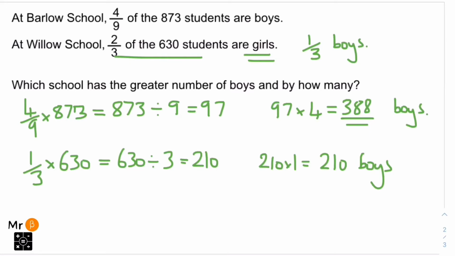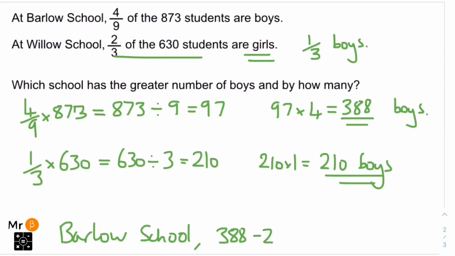So it wants to know which school has the greatest number. Well, clearly Barlow School has the greatest number, and by how many? So then we need to do 388, subtract 210, and that will give us our answer of 178 boys. So they have 178 more boys than at Willow School.